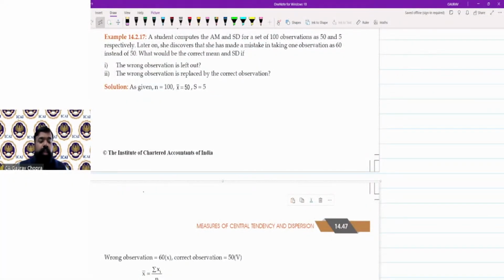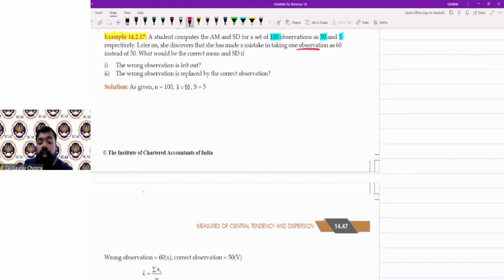Welcome back, guys. Now we'll begin with example number 17. 17 is a bit of a tricky question, a lengthy question. A student computes the arithmetic mean and standard deviation for a set of 100 observations as 50 and 5 respectively. So here, 100 observations are given, 50 is the arithmetic mean and 5 is the standard deviation. Later on, she discovered that she had made a mistake in taking one observation as 60 instead of 40.